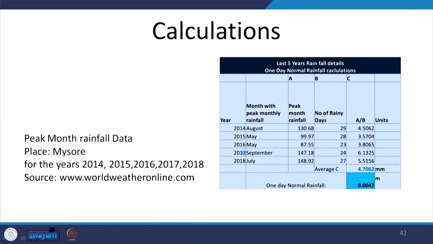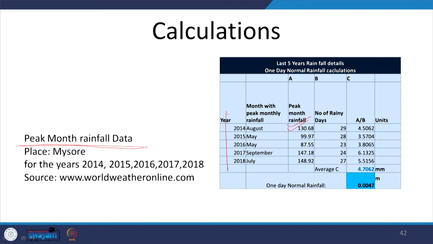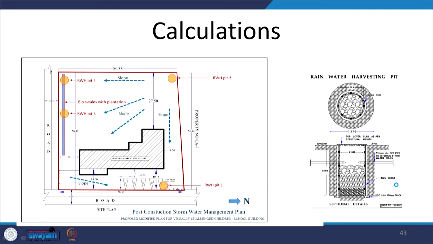So, what we will see here is that we have to look at the peak month rainfall data. We have to look at how much rainfall is available for a given place. We have also used the same data for calculating the average surface runoff. Before we do that, we are calculating how much rain is available. So, for different years and different peak monthly rainfalls, we calculate the amount of rainfall which is available, the total number of days, and then we calculate the average normal rainfall for one day. Once we have done this, we will decide upon the type of recharging structure.